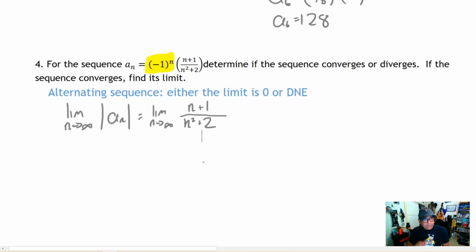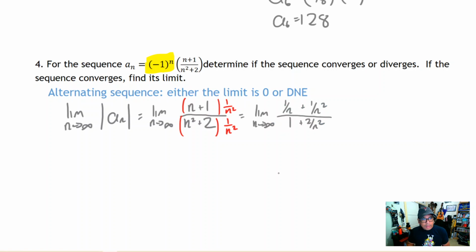Basically, we don't need the alternating factor here, the negative 1 to the n power. If we just take that out of our explicit formula, then we are going to produce a sequence that only has positive terms. I look for the highest powered order of n, which is n squared. And then I multiply the numerator and denominator by 1 over that highest powered term. So 1 over n squared. So this is the same thing as the limit of 1 over n plus 1 over n squared, the whole thing on top of 1 plus 2 over n squared.